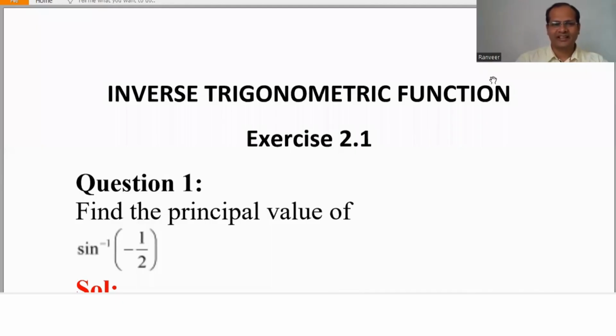Hello dear student. Inverse trigonometric function exercise 2.1. Question number 1. Find the principal value of sine inverse minus 1 by 2.